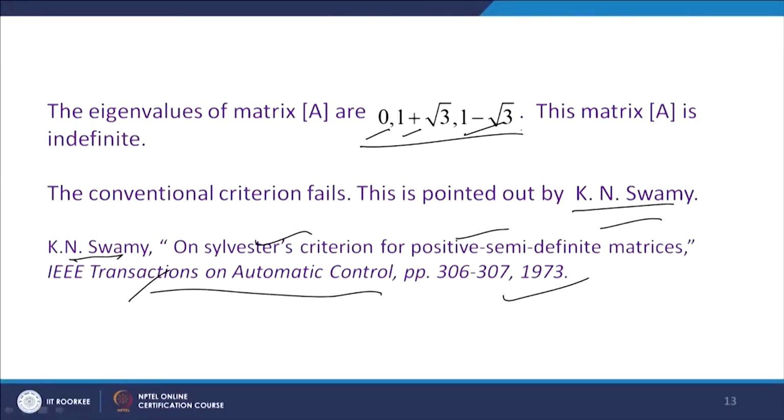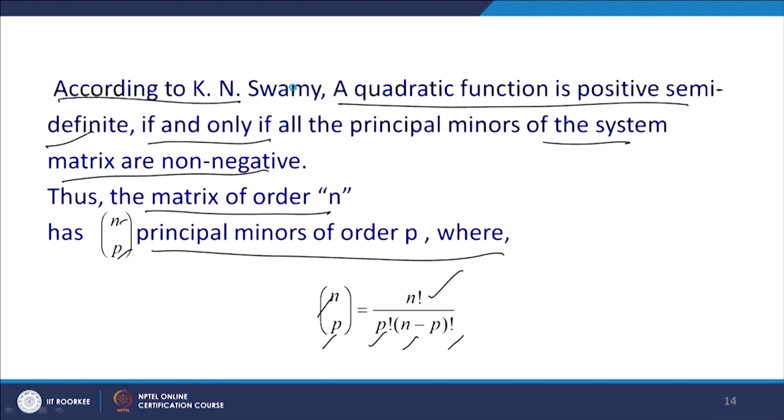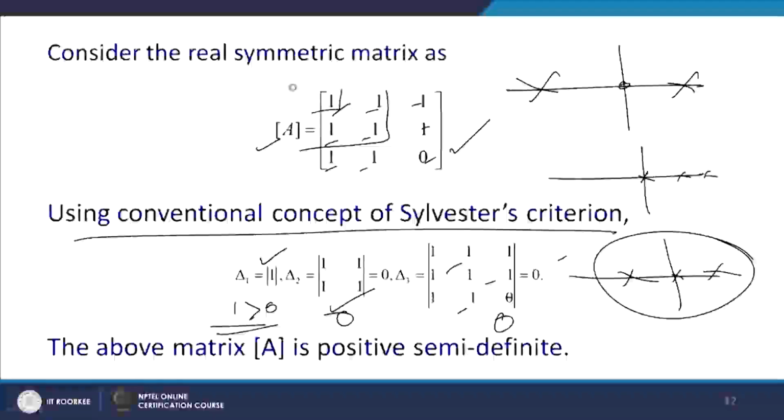Let us see, after checking all the principal minors, whether we get the result corresponding to the eigenvalues or not. Now, I am writing down the matrix A, the same matrix as shown earlier: 1 1 1, 1 1 1, 1 1 0.